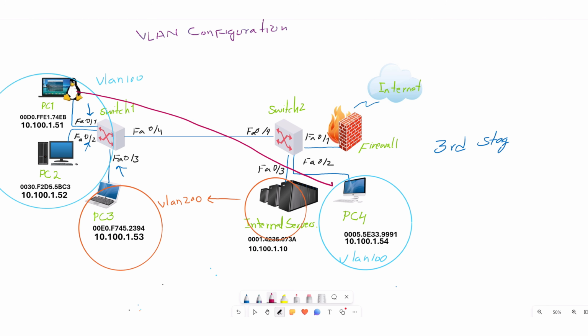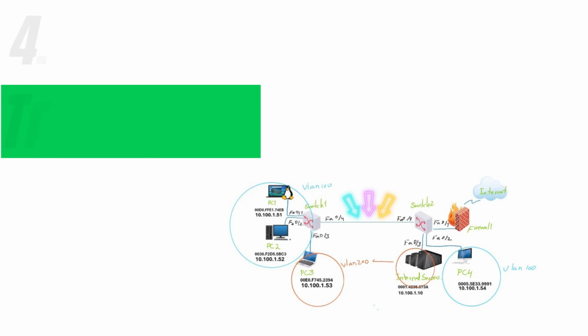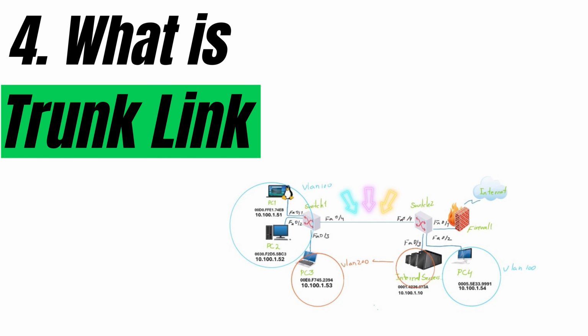We reach to the final stage to ping PC4 or server from PC1, but it is required to configure the trunk link between the switches. Even if they are in the same VLAN but in different switches, they will not be able to ping each other. So let's see the further process.